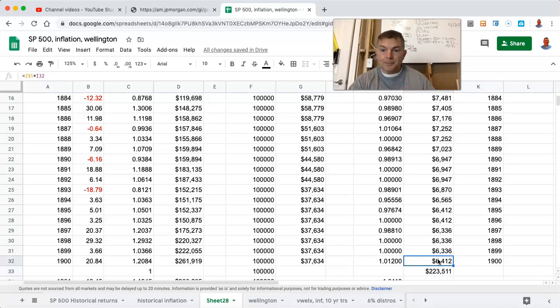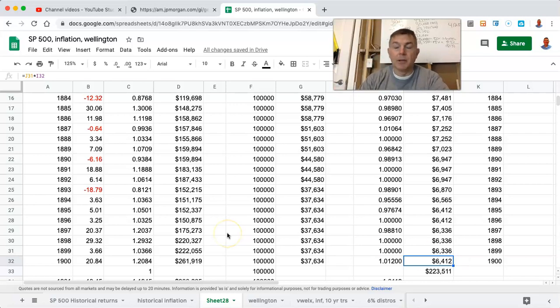Now, I want to show you something. 223,511 is the total amount we had to take out. Divide that by 30. We've averaged $7,450 a year as a distribution rate. In fact, this year right here, we're taking $6,412 off a portfolio that's worth 261 plus 37. It's 298 divided by 64. So we're taking 4.65% here. So our distributions percentage-wise have gone down. So we've done just fine.